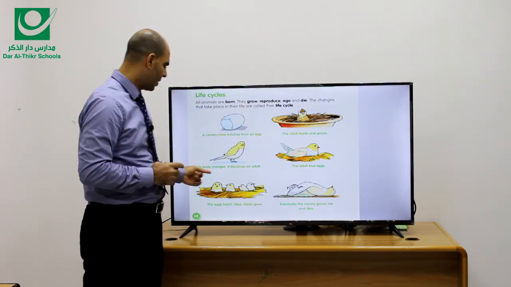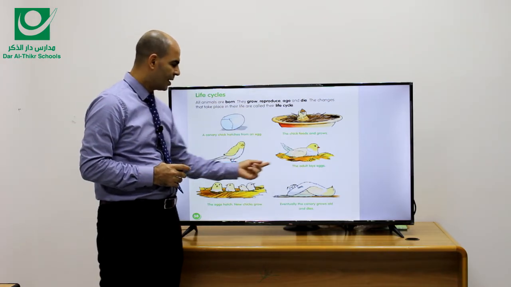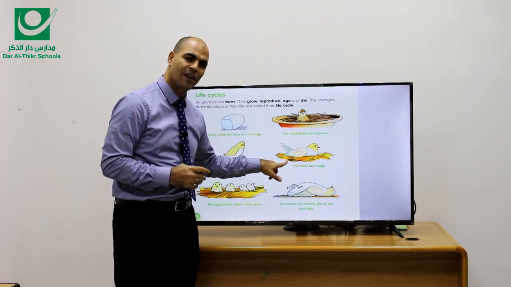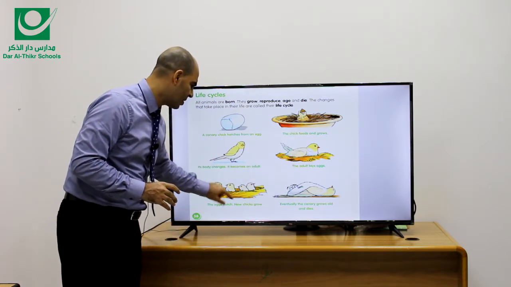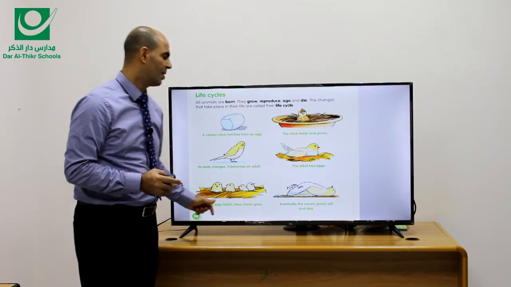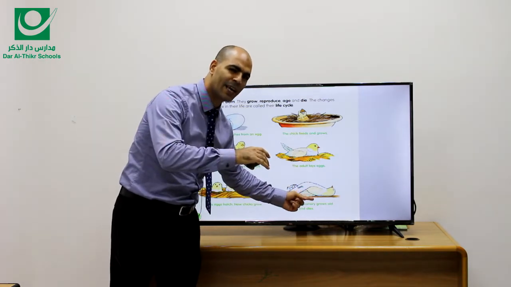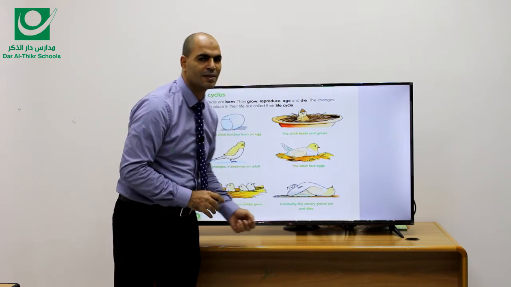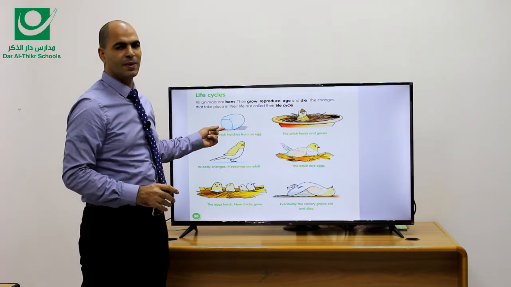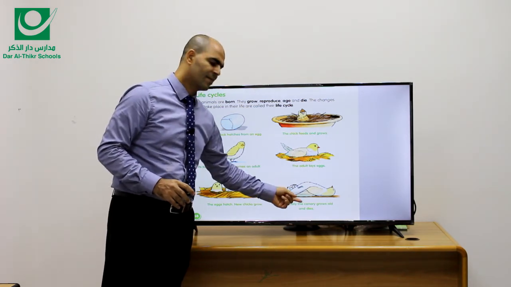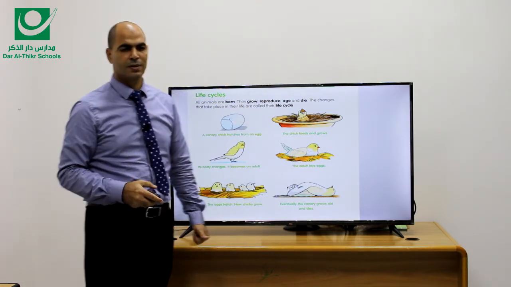It becomes bigger. Here its body changes. It becomes an adult. Here the adult lays eggs. The eggs hatch and new chicks grow. Finally and eventually the canary grows old, becomes aged, and dies. So this is the life cycle of the canary bird. It starts from an egg and dies at the end after passing through these stages and changes.